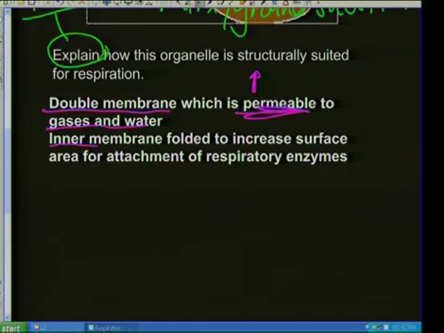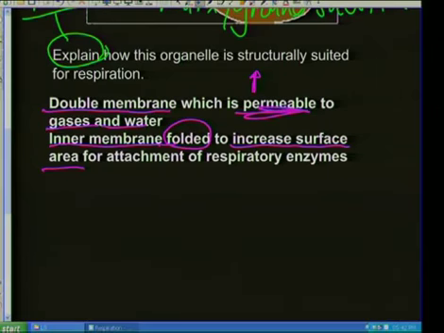Also, the inner membrane is folded. And anything in life science, any structure in biology that is folded increases the surface area. For what? For attachment of respiratory enzymes. So what does this actually mean to you and me, the ordinary guys? It simply means if this membrane is folded, it is larger than what it looks like. And if it is larger than that, what does that mean? It means it can attach more respiratory enzymes. And if it can attach more respiratory enzymes, that means more respiration can take place.